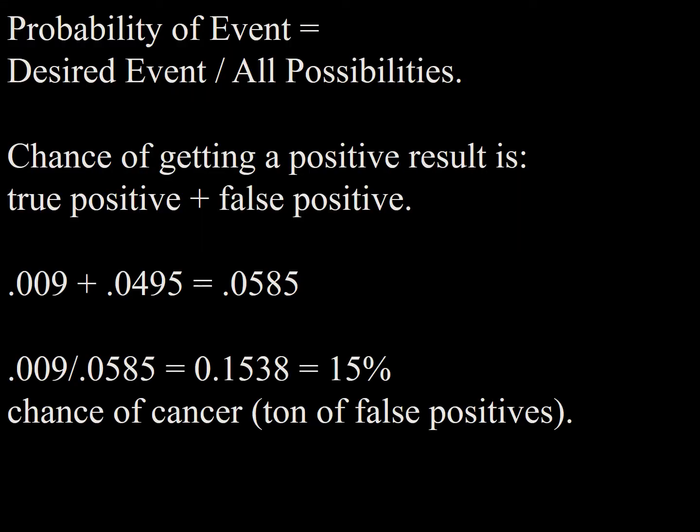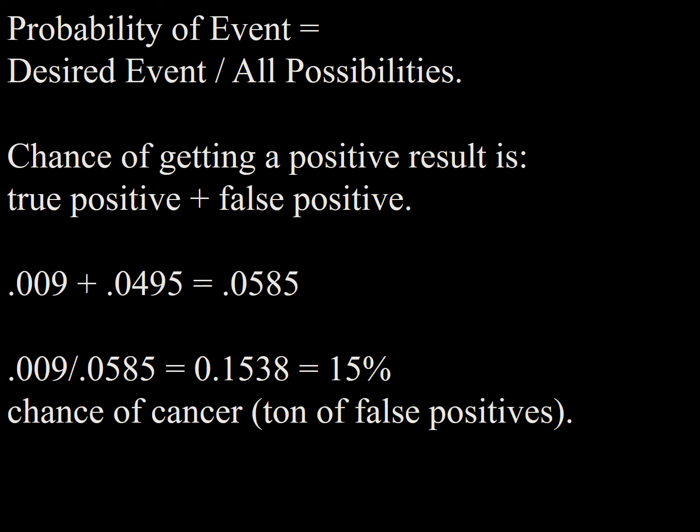Now, recall the initial question. What is your chance of having cancer if you test positive in that test that has a 90% chance of detecting cancer when it's there? So the basic formula is the probability of the event equals the desired event divided by all the possibilities. And it's the chance of getting a positive result, which is equal to the true positive plus the false positive.